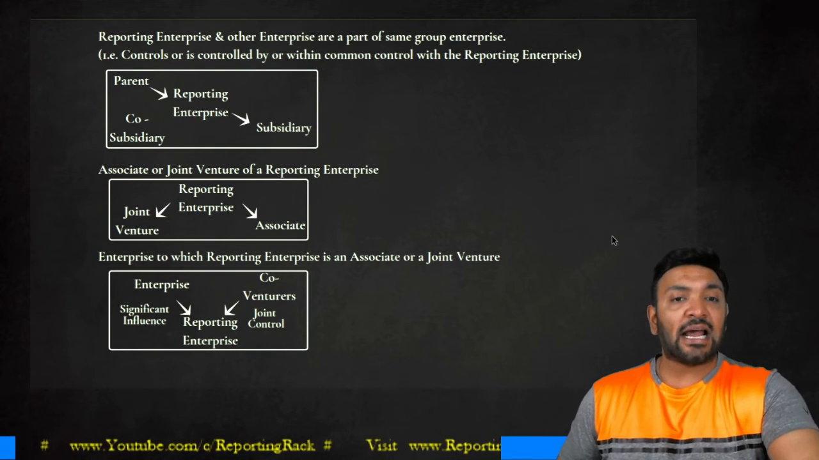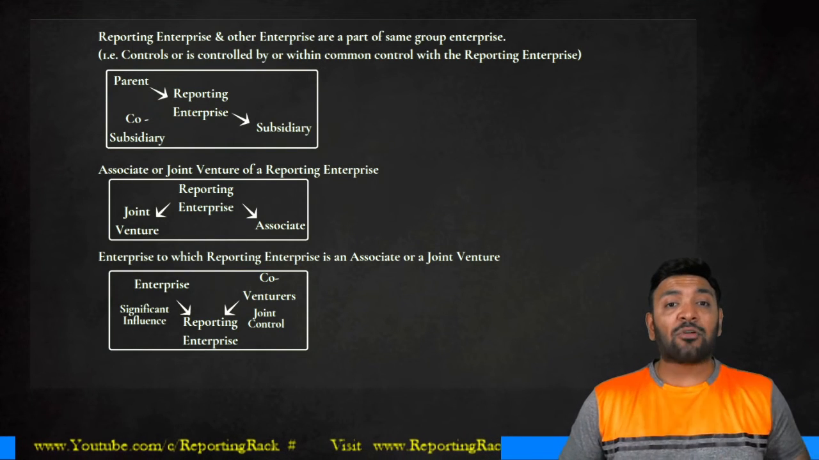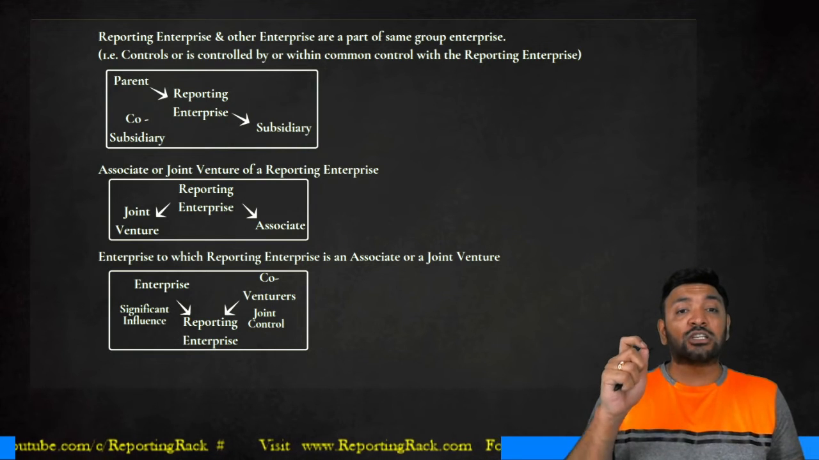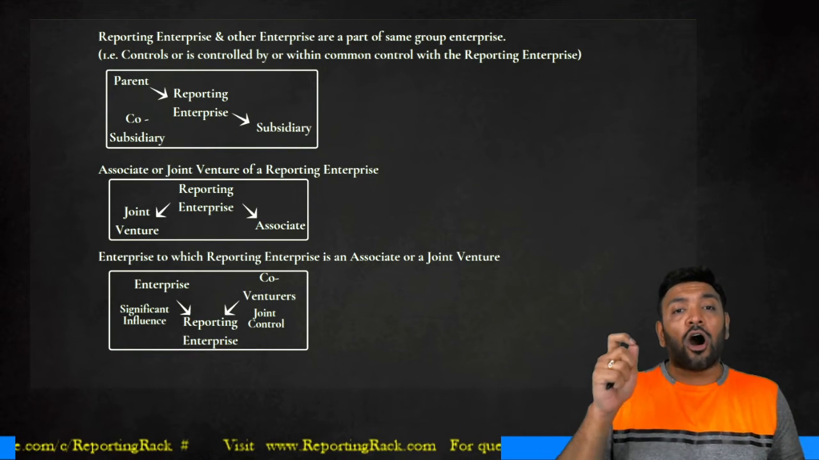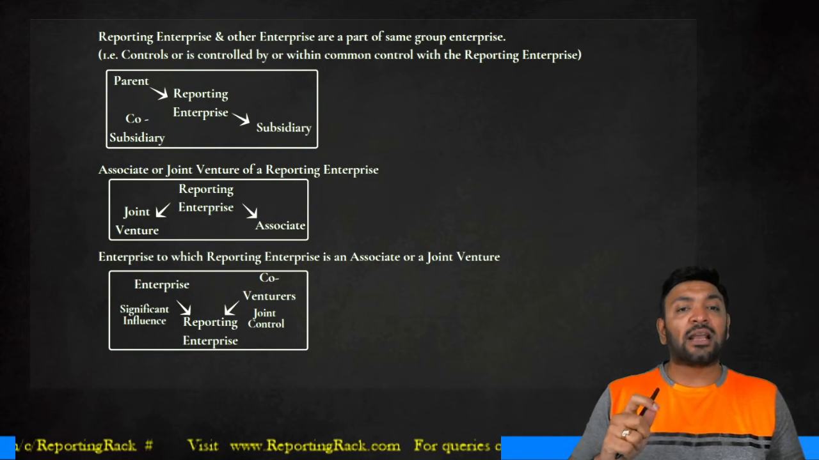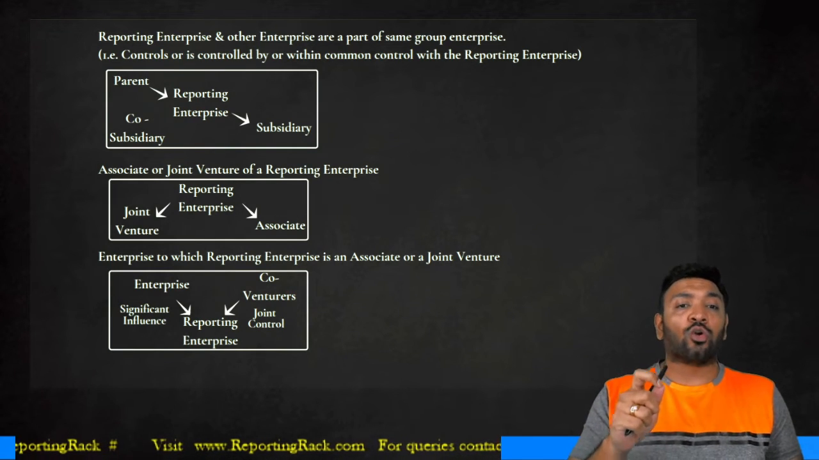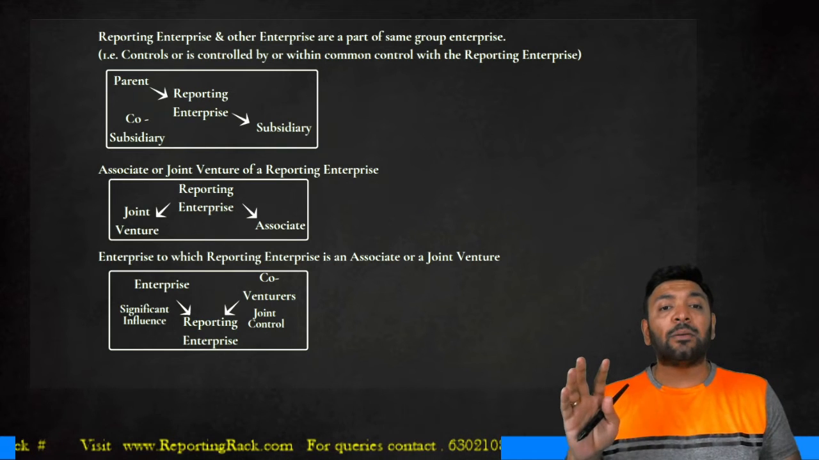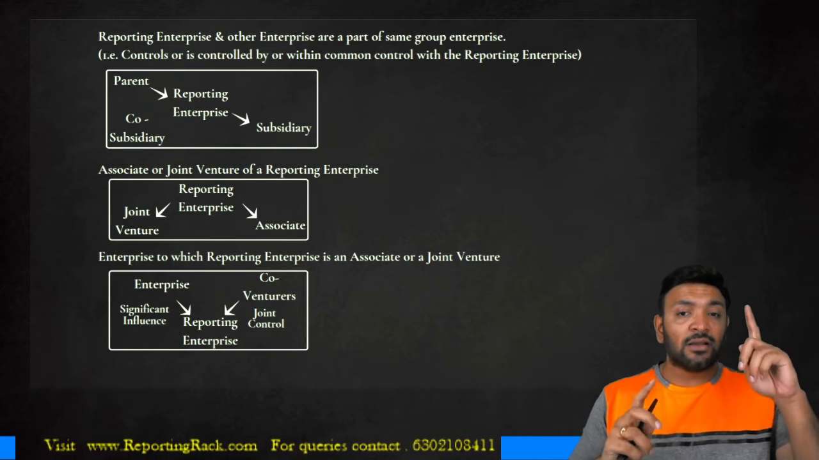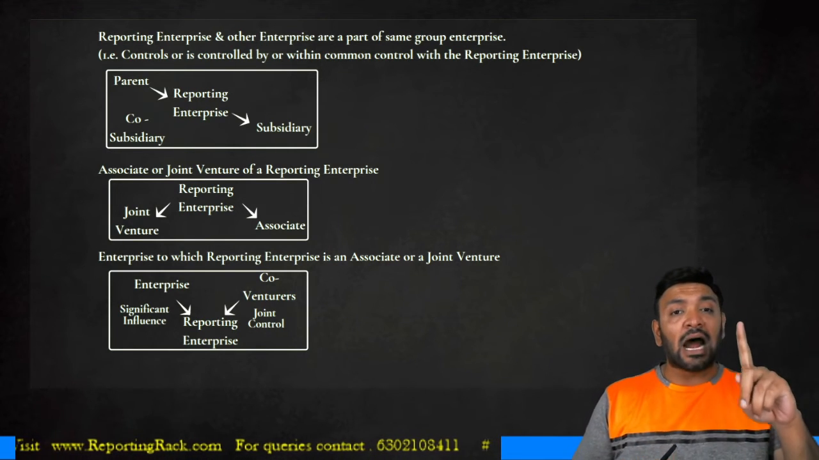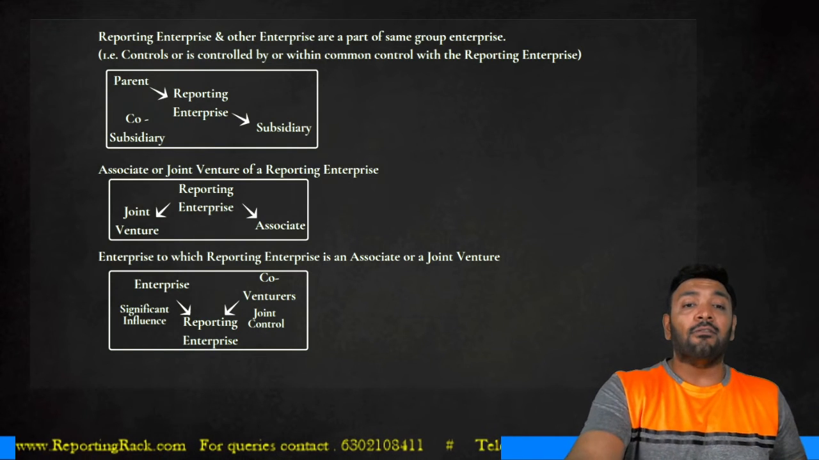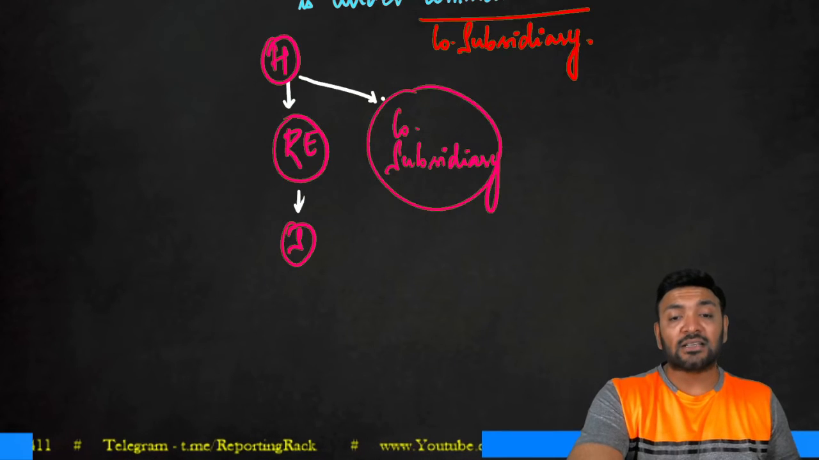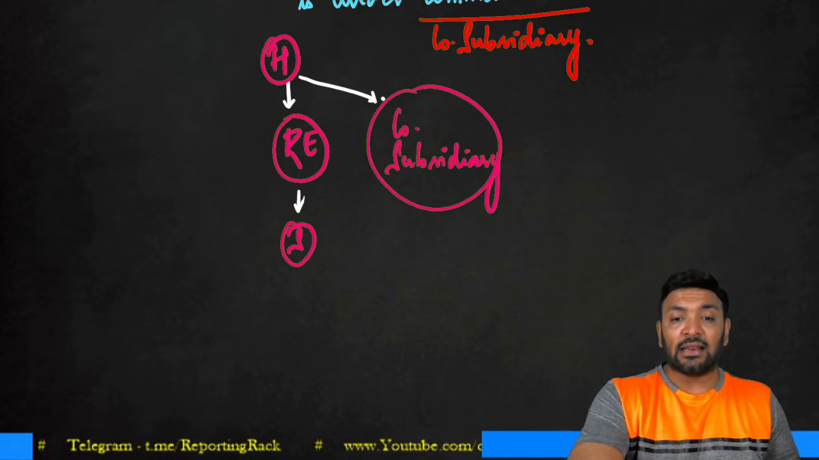Reporting enterprise and the other enterprise are under the same control or under the same group of enterprises. An enterprise which controls the reporting enterprise, or is controlled by the reporting enterprise, or is under common control with the reporting enterprise can be considered as a related party to the reporting enterprise. This is the first relationship, under which we have seen three categories where enterprises can be considered as related parties to the reporting enterprise. Let's get into the second category then.